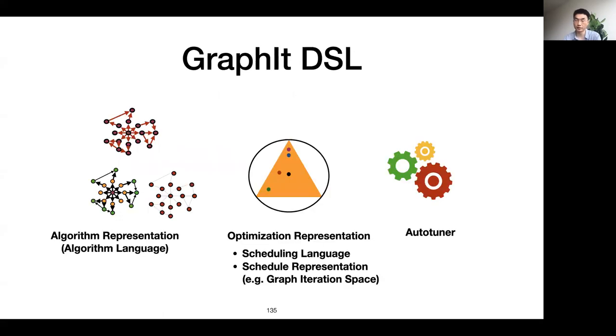So I'll first talk about the algorithm representation used in the language, and then the optimization representation, and finally, I'll briefly touch on the auto-tuning aspect of things.